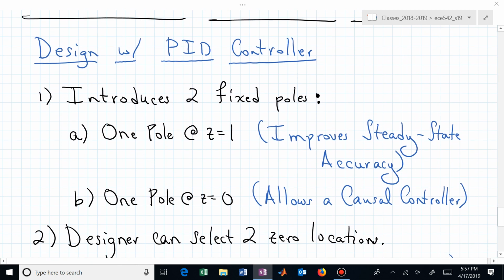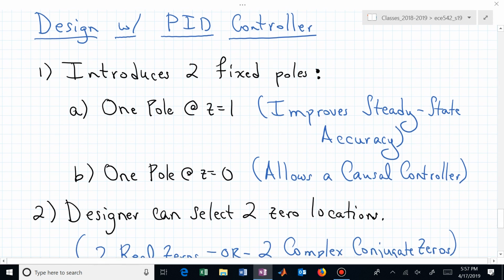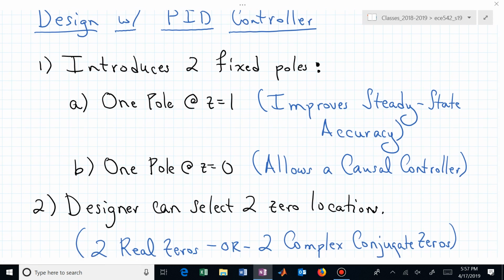Here's the process of designing with a PID controller. 2 steps. Well, actually there's 3. I should have put a third step, but I didn't. The third step is adjusting the gain. The first step is introduce 2 fixed poles. And here is a little explanation behind, or the significance of those poles.